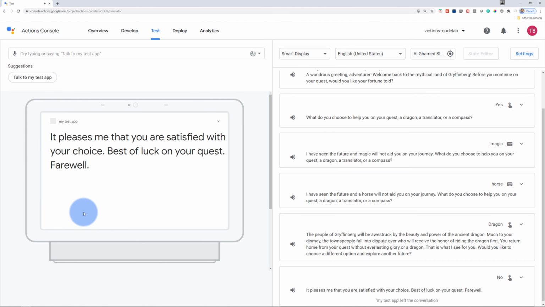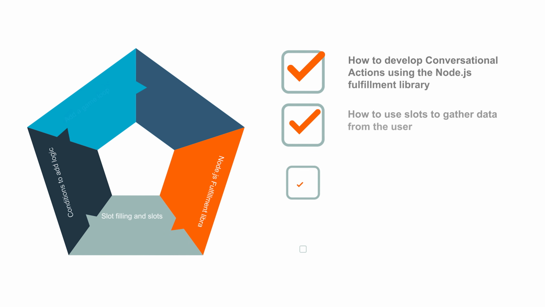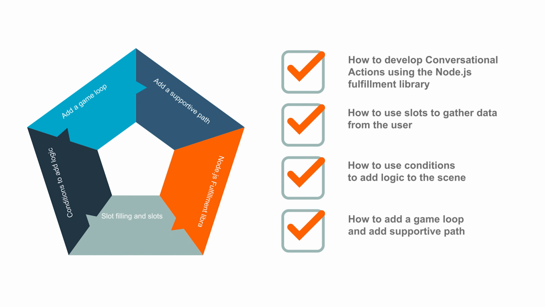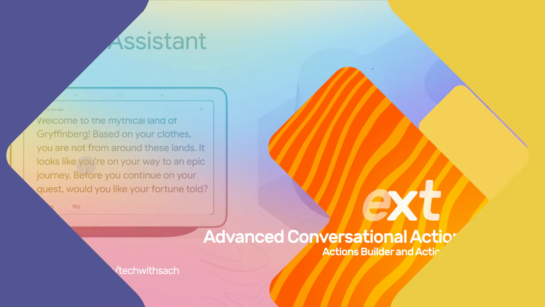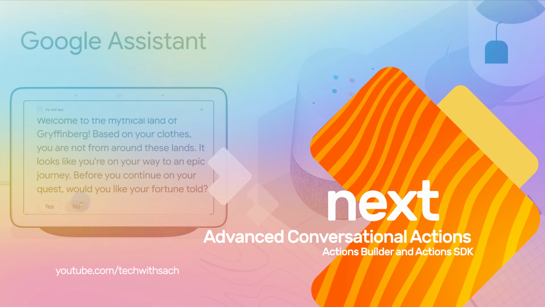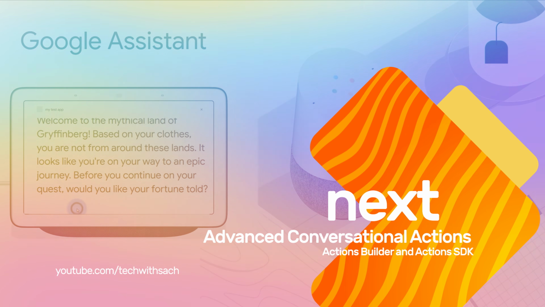Farewell. With that, we have successfully built a comprehensive conversational action and also learned the following. We learned how to develop conversational actions using the Node.js fulfillment library, how to use slots to gather data from the user, how to use conditions to add logic to the scene, how to add a game loop, and finally how to add a supportive path for our conversational actions. This completes the Codelab 2 of the tutorial series on how to build conversational actions for the Google Assistant.